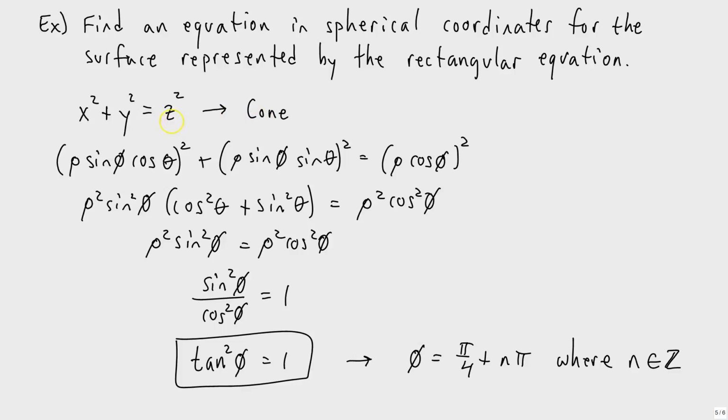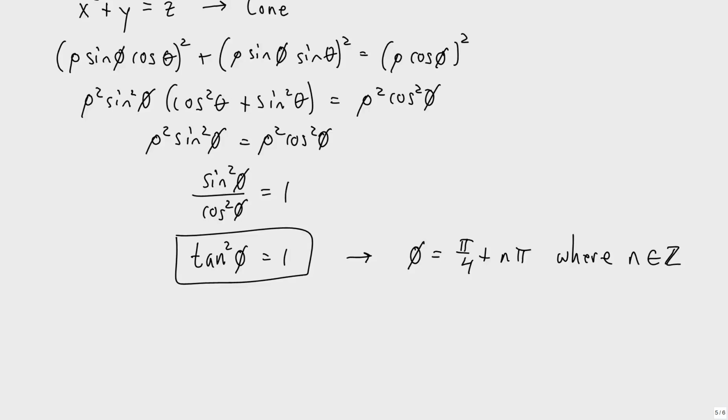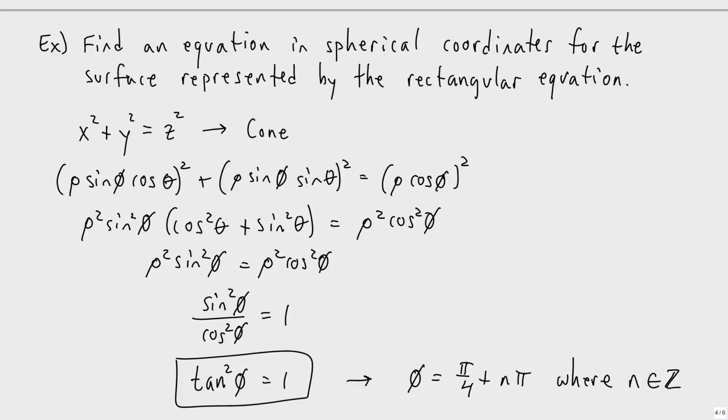And then the cone, x squared plus y squared equals z squared, or tangent squared phi equals 1, looks like this when you graph it. So we've got our two cones meeting at the origin, 0, 0, 0. So now we have three different ways to represent a point in 3 dimensions, to go along with our polar coordinates that we have in 2 dimensions.